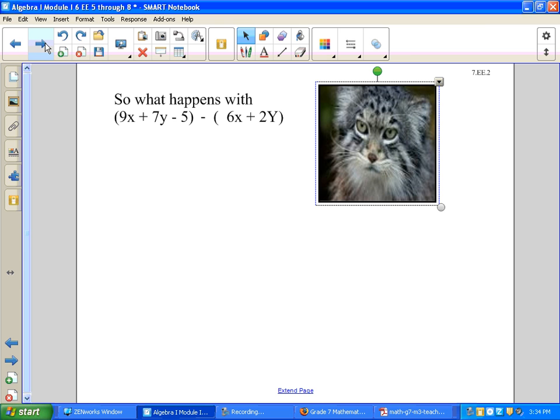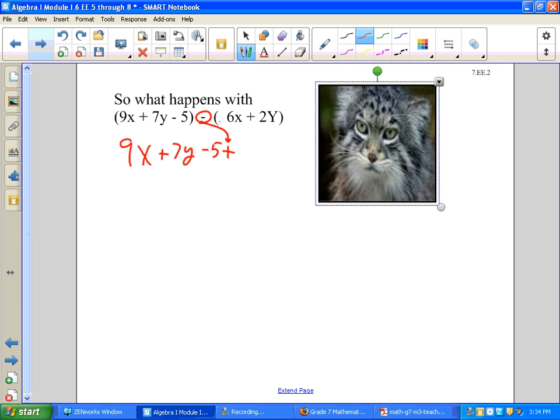So what happens with this when we throw some variables into it? Remember, I want to change this subtraction to an addition sign. So nothing happened ever to the first part of the problem. If I change the subtraction to an addition, I have to change that positive 6x to negative 6x. I have to change this plus 2y to minus 2y. Okay. Then I can regroup. We're going to be regrouping later, but I'm going to show you right now, just quick, that 9x plus negative 6x is 3x. 7y minus 2y is positive 5y.